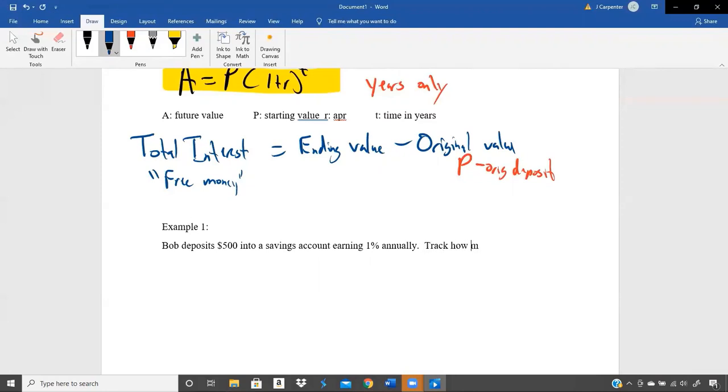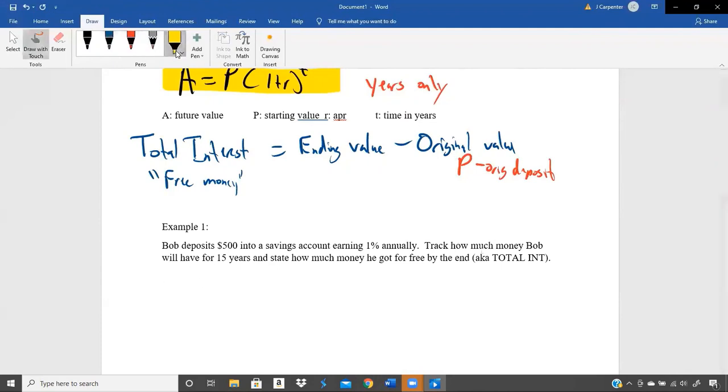Track how much money Bob will have 15 years. State how much money he got for free, a.k.a. total interest. Now I said to track how much money Bob will have for 15 years.